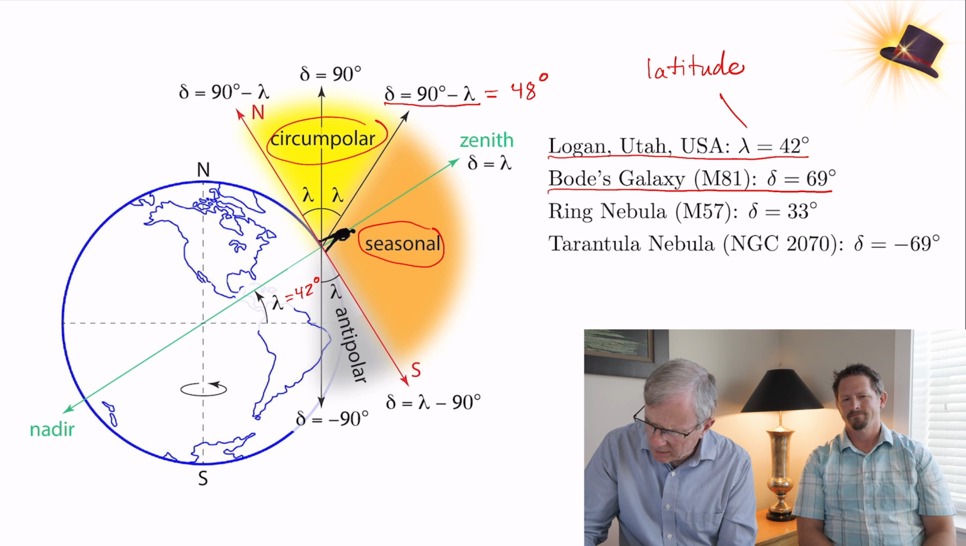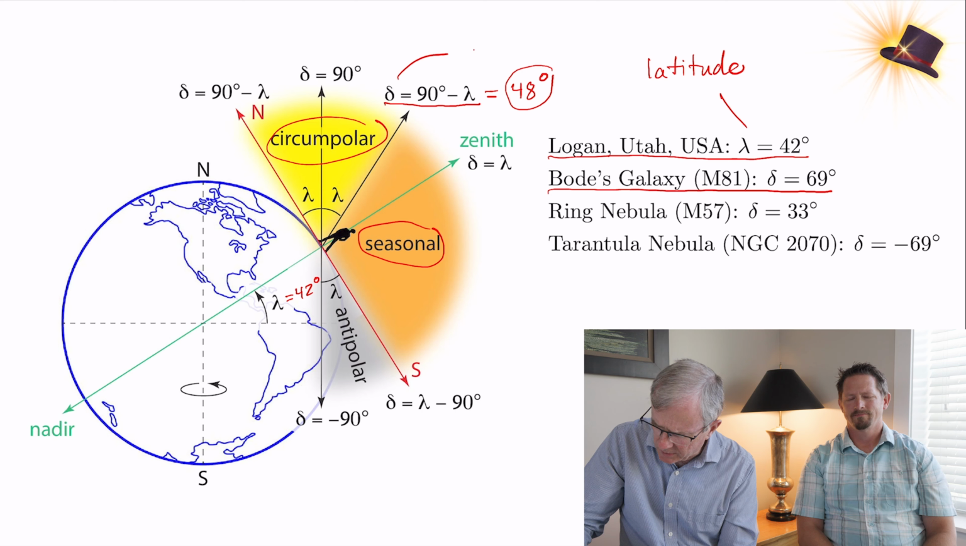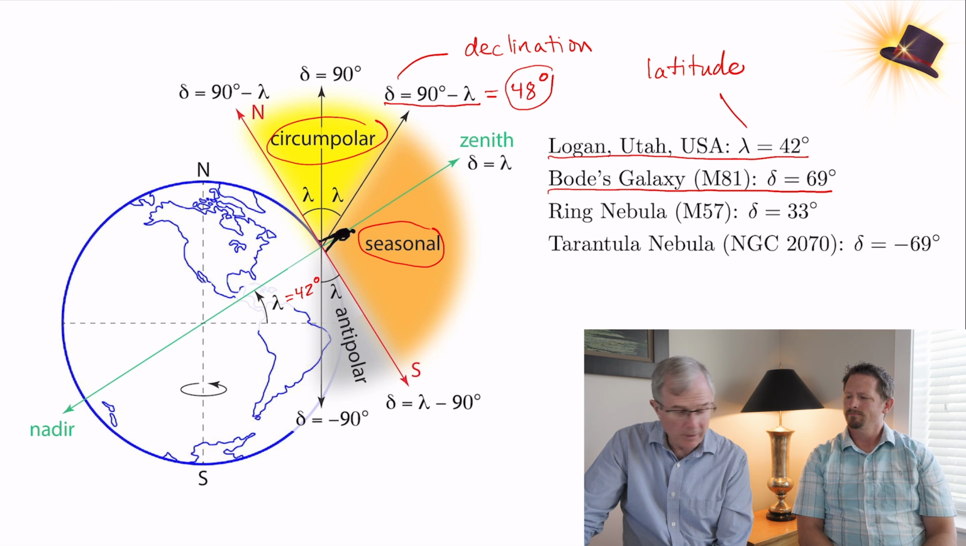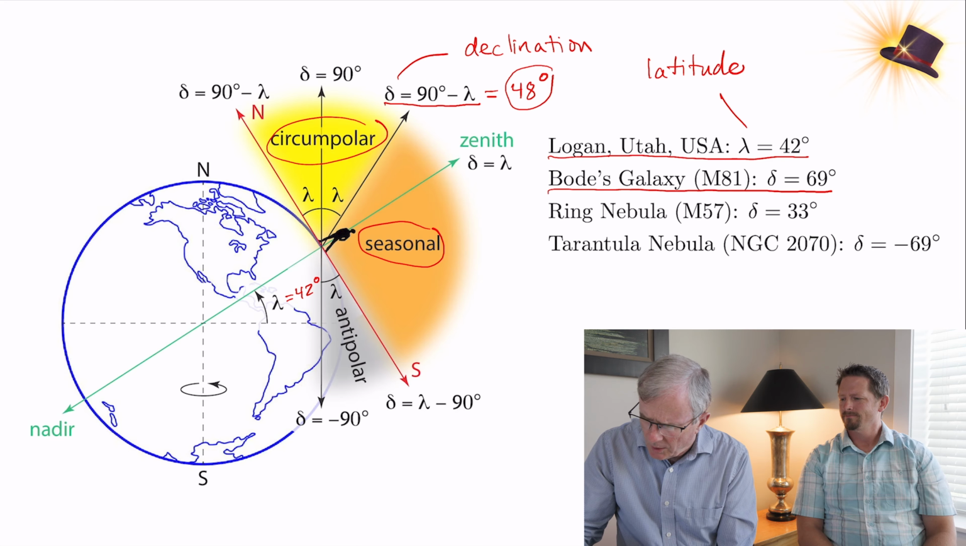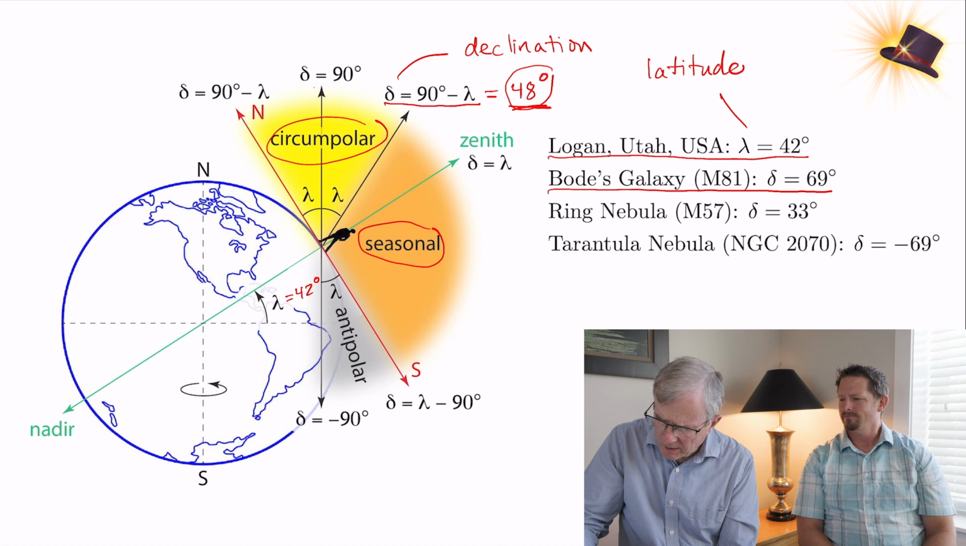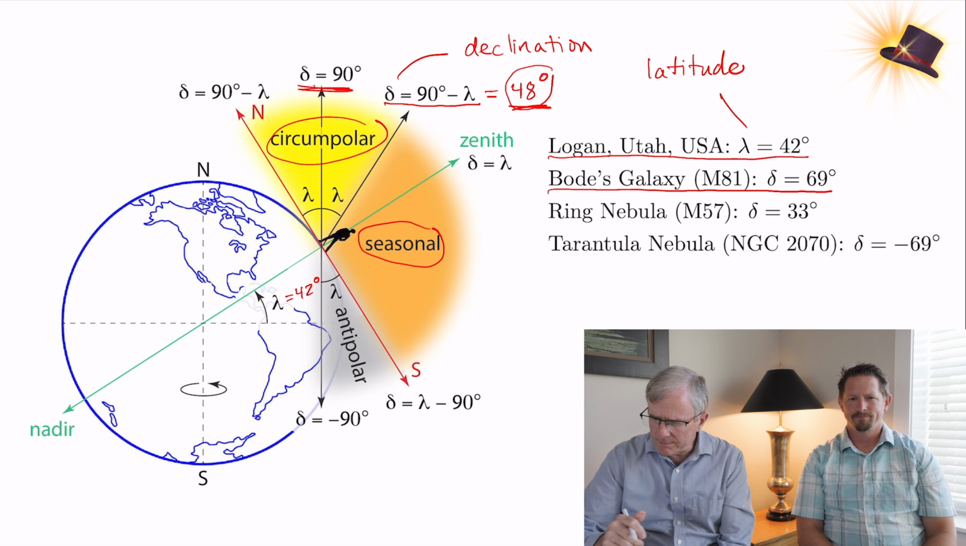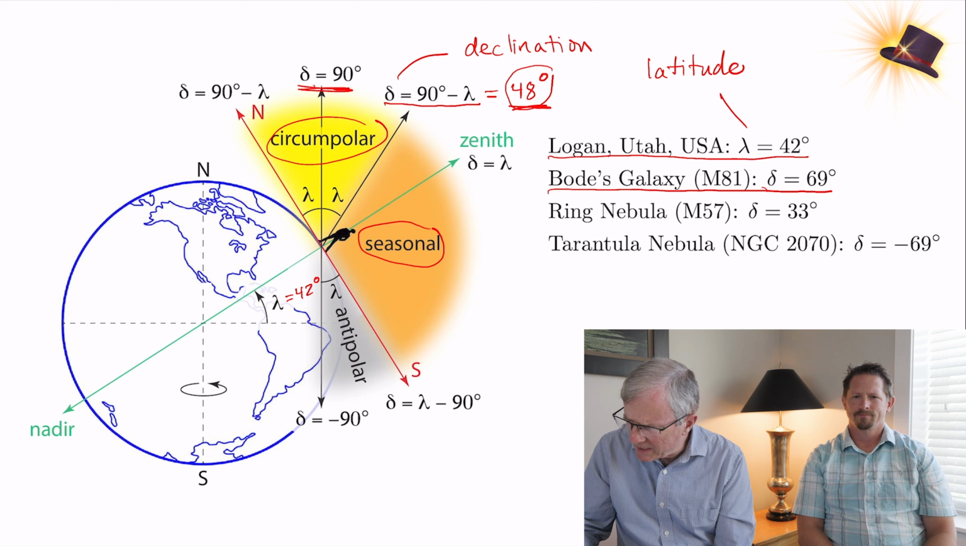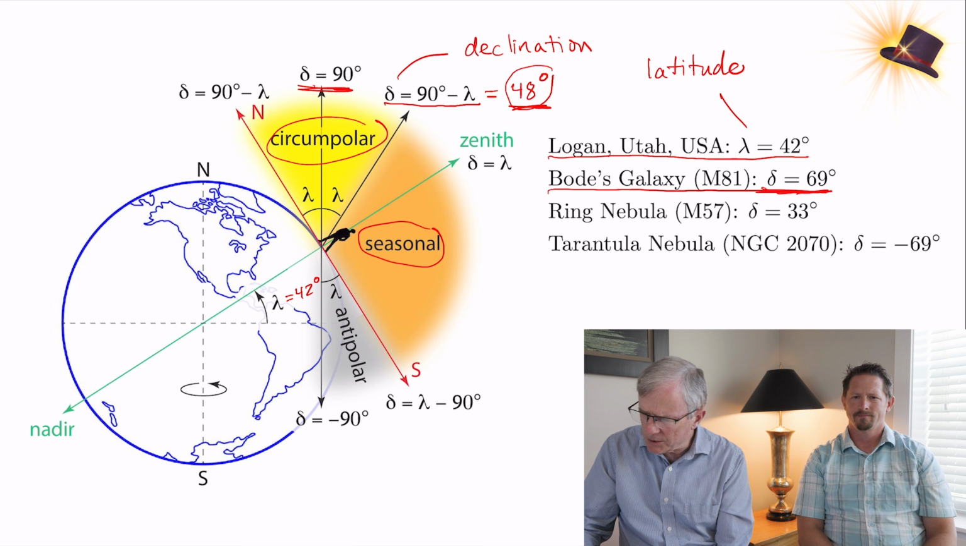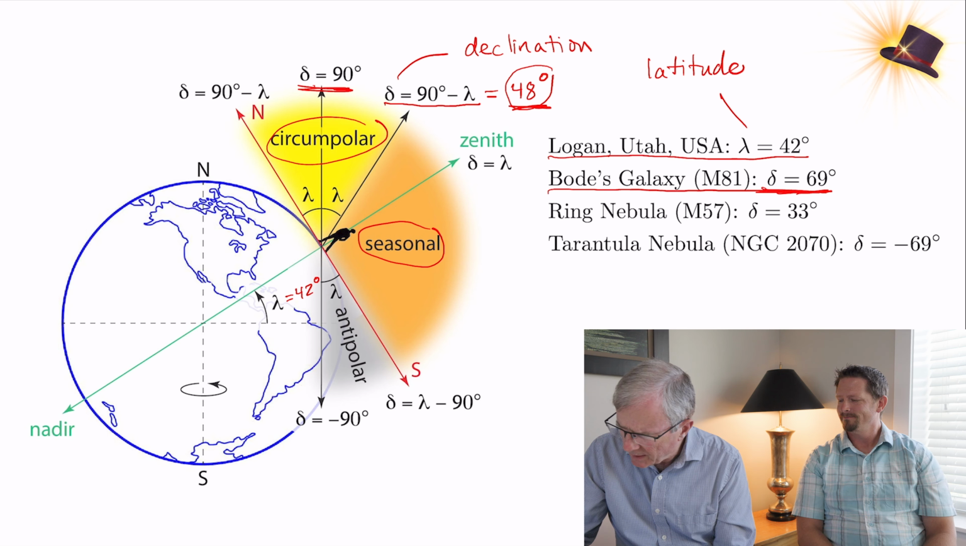An object that's above 48 degrees, and this is the declination, the Greek letter delta, as we talked about in a previous video. Circumpolar objects are going to be between a declination of 48 degrees and 90 degrees. 90 degrees is as far as you can get with a declination. Is the declination of Bode's Galaxy between 48 and 90? Absolutely. So Bode's Galaxy is circumpolar.